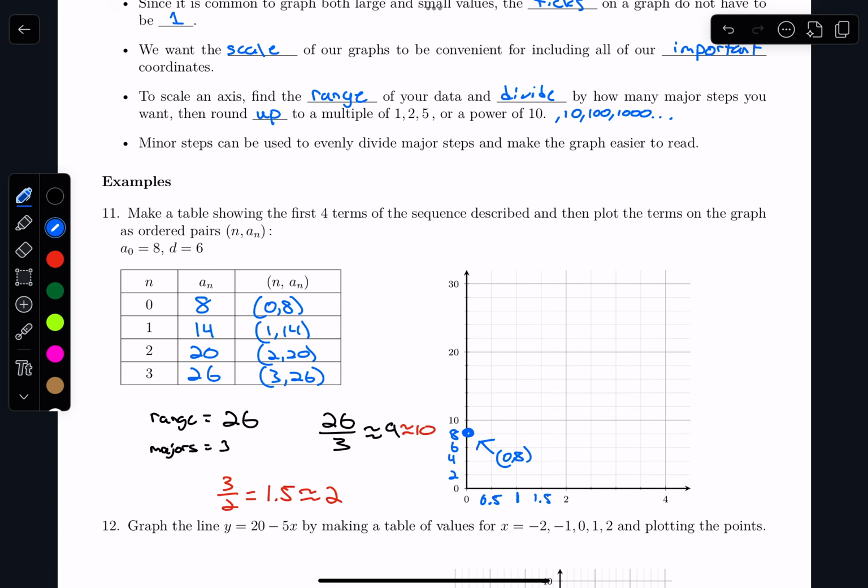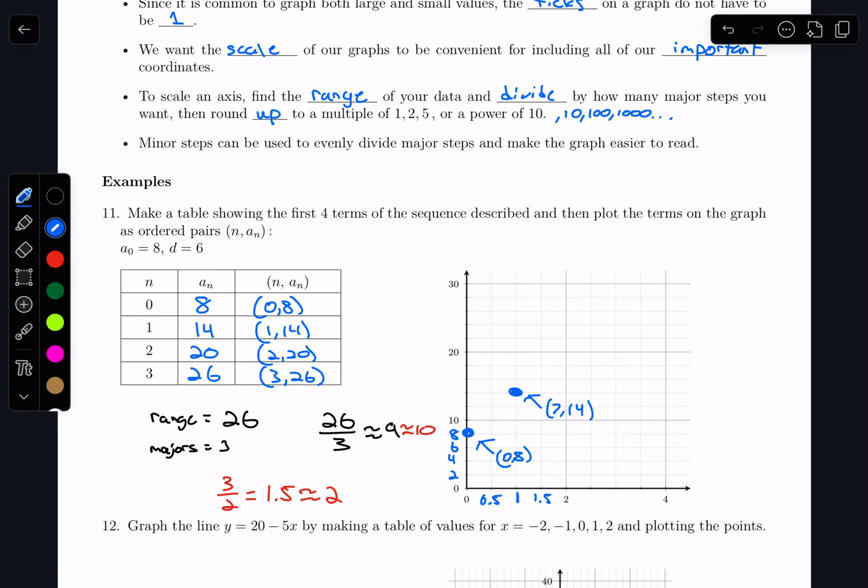Okay, I need to know that in order to know where to put the point (1, 14). All right, but now that I have that down, I have 1 labeled. 14 is going to be up 7 boxes because each box is worth 2. And so (1, 14) is right there.